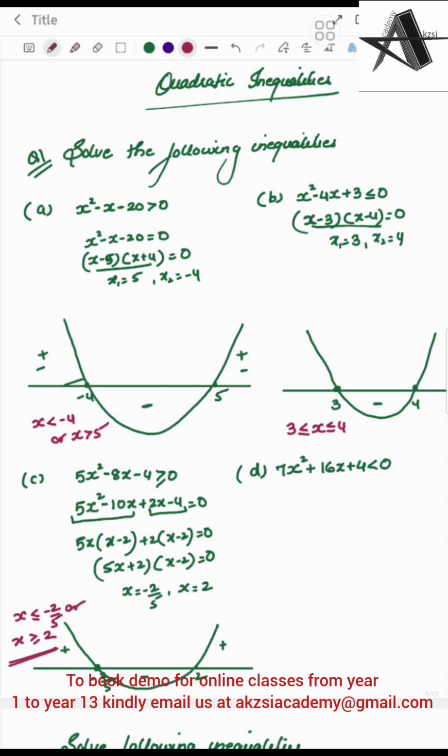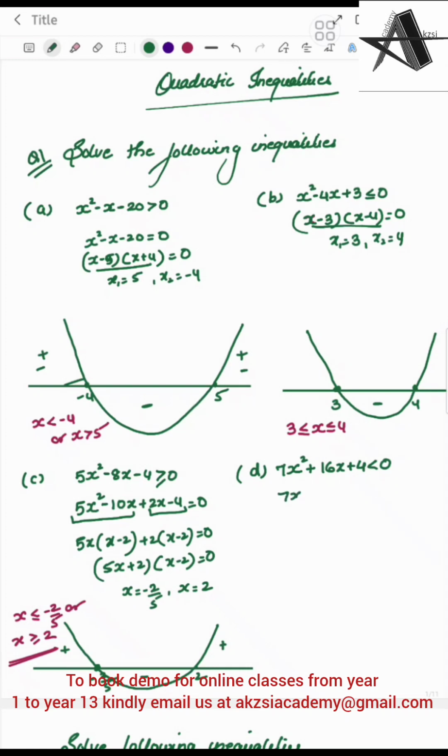Now coming to this one. Same thing: the product should be 7 times 4, that means 28, whereas the sum should be 16. Apart from 7 times 4, 14 times 2 is also a pair of numbers. 14 plus 2 is 16, and 14 times 2 is 28. So I can split 16x as 14x and 2x.